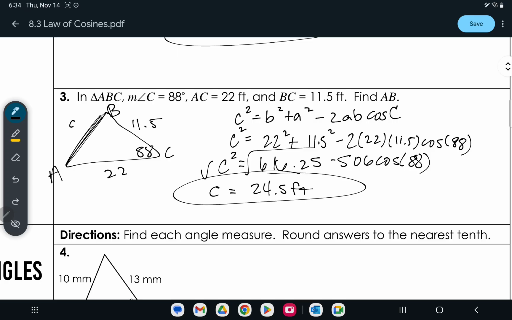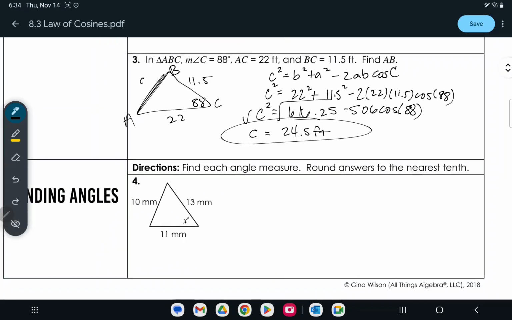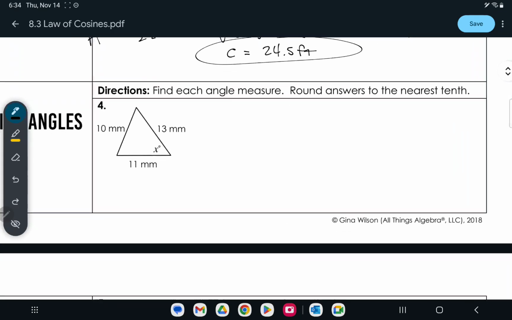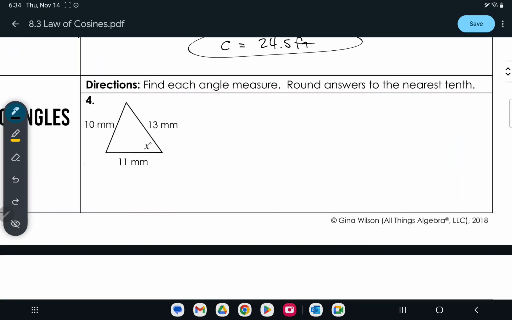So that's finding side lengths. Let's find some angles. The formulas don't change. We just have to do a couple extra algebra steps to solve the formula. So let's see, I can label my triangle as A, B, C. So I need the cosine of C.